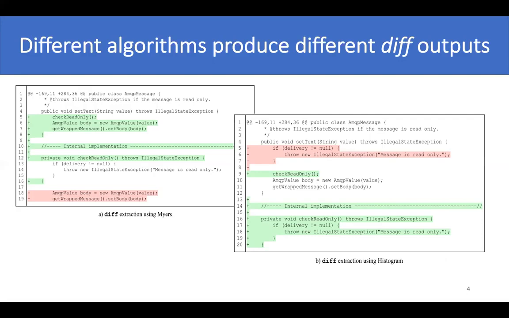The figures illustrate two diff outputs extracted using two diff algorithms, that is, Myers and histogram. As we can see in the example, there are two differences. The first one is the number of the change lines and the position of the change lines. In Myers diff output, we see 9 added lines of code from line 5 to 12 plus line 16 and 2 deleted lines of code between line 18 and 19. While in the histogram diff output, we see 4 deleted lines of code from line 5 to 8 and 9 added lines of code in line 9 and from line 13 to 20.